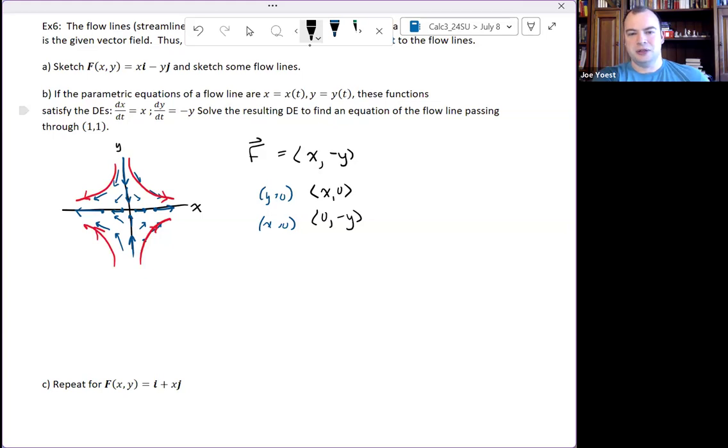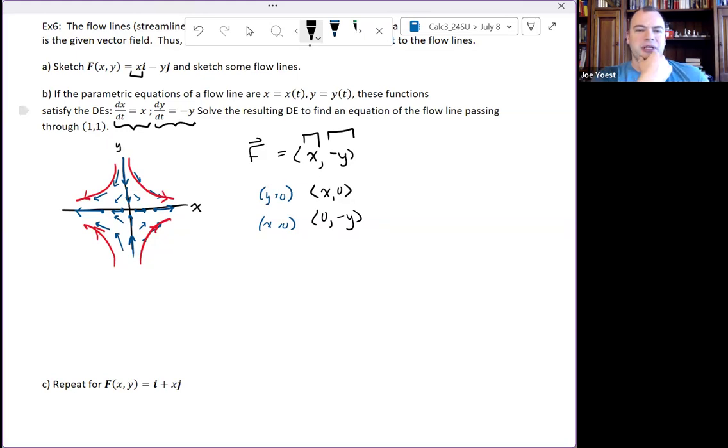So in other words, the instantaneous rate of change of the x coordinate with respect to time is going to look like the x coordinate, the horizontal component of my vector field, but that's just x for this particular case. And the instantaneous rate of change of the y position of the particle as it's moving along is going to look like the vertical component of my vector field. Well, that's just negative y. So I have a couple of differential equations: dx/dt equals x, dy/dt equals negative y.